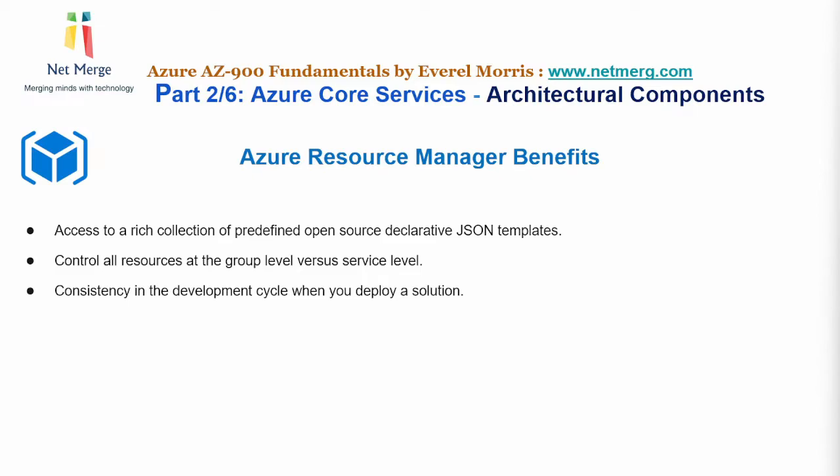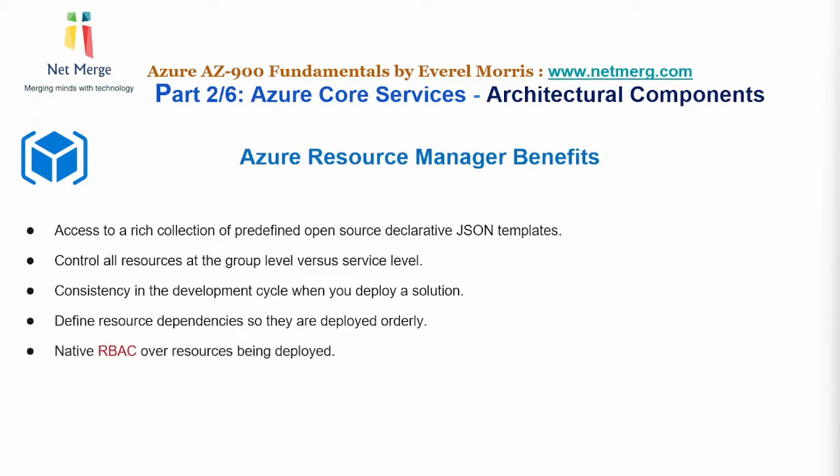So if you deploy an entire infrastructure in New York and you open an office in Virginia, you could deploy the same infrastructure. You get defined resource dependency, so they are deployed orderly. So if you have your virtual machine and your database depending on the virtual machine, or vice versa, it will know to deploy those resources in order for you. You get native role-based access control over your resources being deployed.